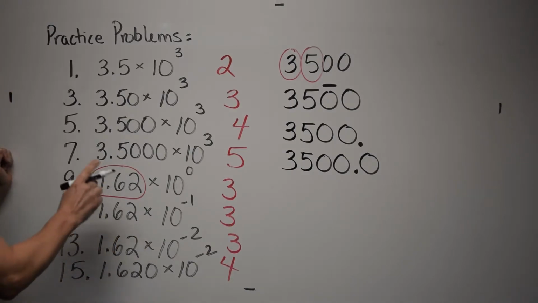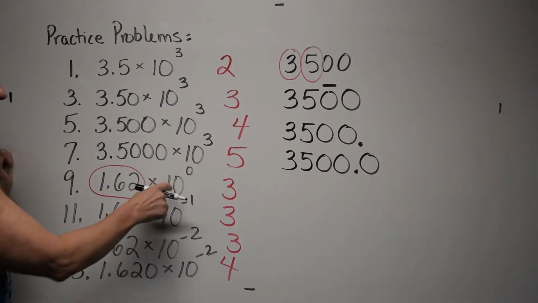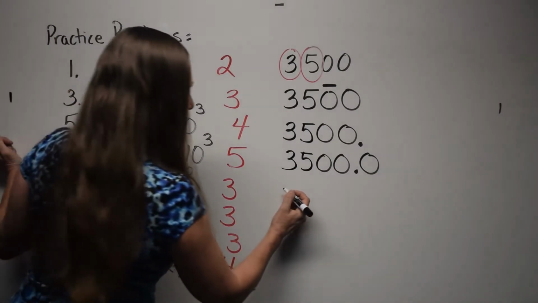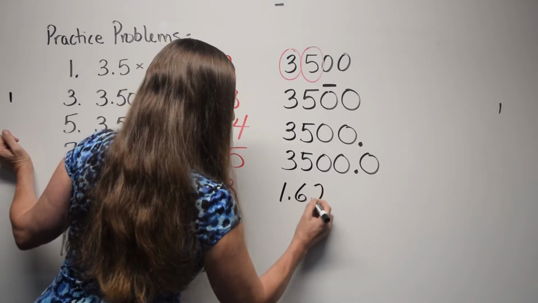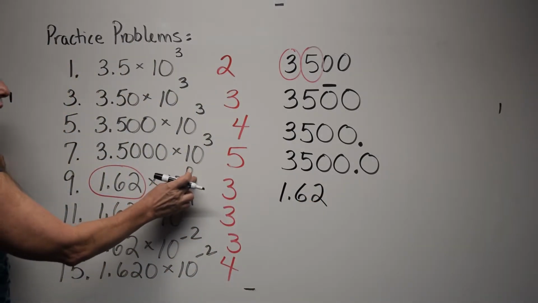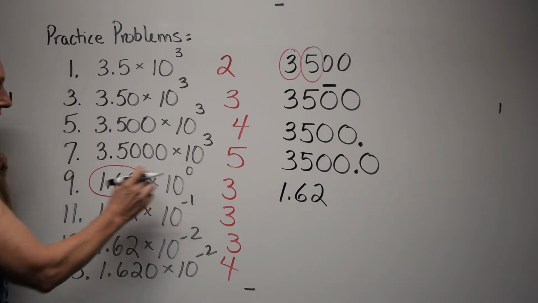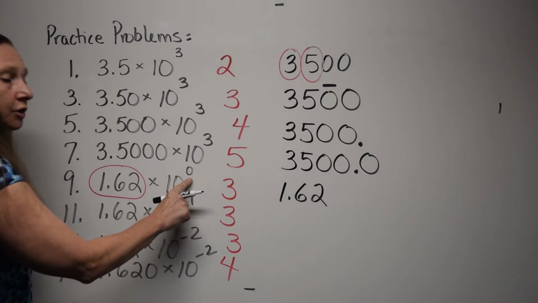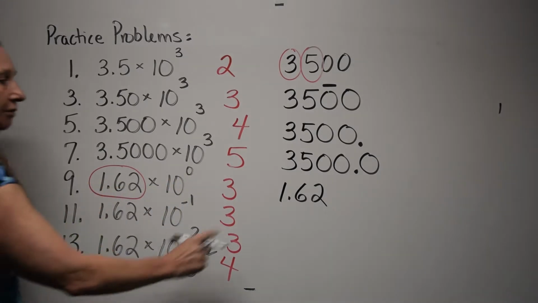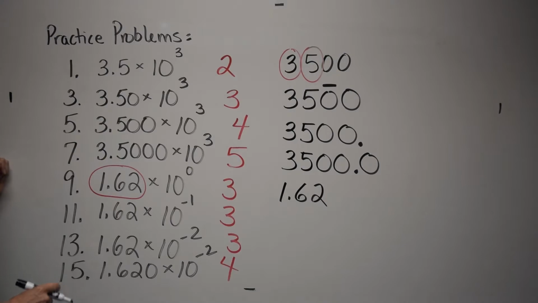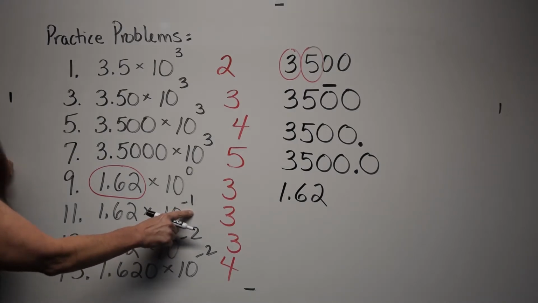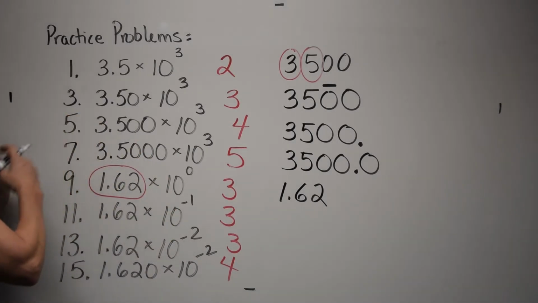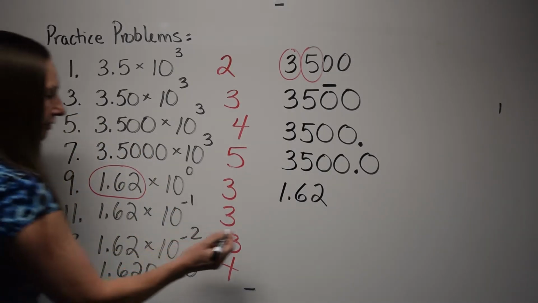Okay. Now here, 1.62 times 10 to the 0. 10 to the 0 is the number 1. So it's 1.62 times 1. So basically it's 1.62. Or you could say you are moving the decimal 0 places. Leave the decimal right where it is. Do not move the decimal. The decimal moves 0 places. 3 significant figures. All right, now here, this is a small number. A negative exponent is a small number. You're going to be moving that decimal point to the left. So 1 place to the left.